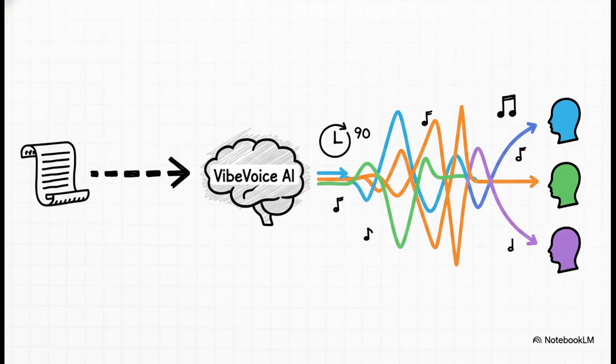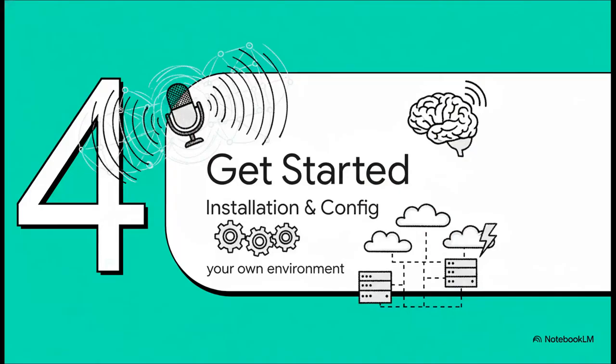And on the research side, the TTS model is just mind-blowing. We're talking about generating a full 90-minute conversation with 4 different speakers. It handles natural turn-taking, expressive tones. Basically, you could generate an entire podcast from a script. That's the power we're looking at. Okay, pretty cool, right? Now, let's get this running on your machine.